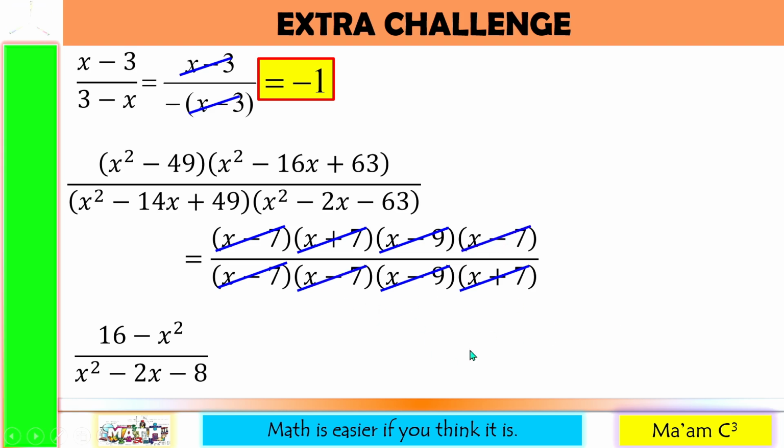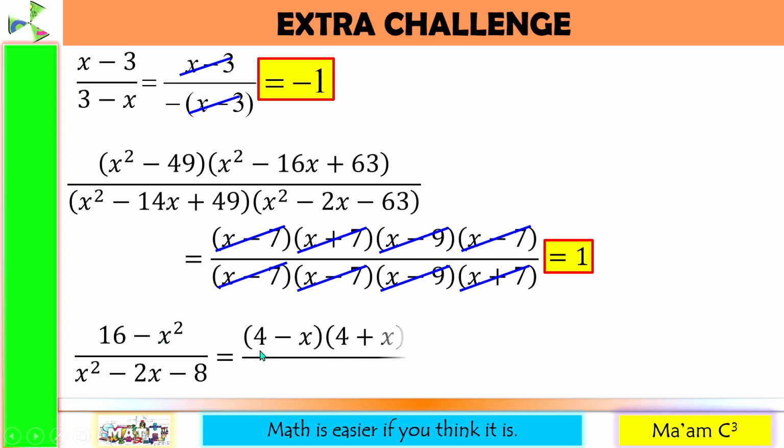So what is left when everything is canceled out? 1. So 1 in the numerator and 1 in the denominator. 1 divided by 1 is 1. Last one, we have difference of two squares, and the factors are quantity 4 minus x times quantity 4 plus x. While this one is a trinomial, and the factors are quantity x minus 4 times quantity x plus 2.